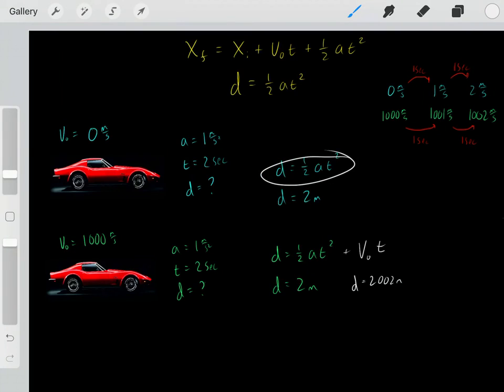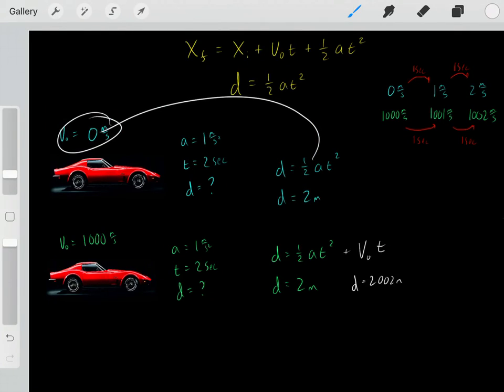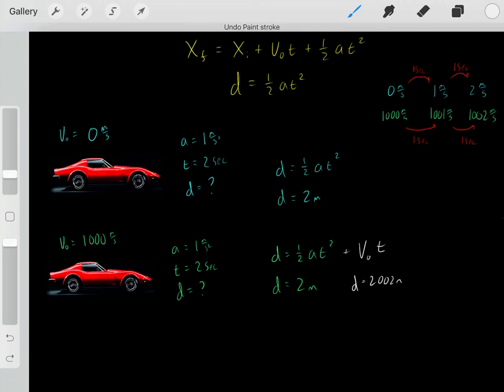However, remember, in the first example, we did have an initial velocity of 0 meters per second. The real equation is this plus the initial velocity times time. But if the initial velocity was 0, then this entire term would just go to 0, so you could just ignore it. You can use the simplified formula when the initial velocity is 0, because that term would just cancel. So if the initial velocity is 0, then you can use this equation. This equation is right.